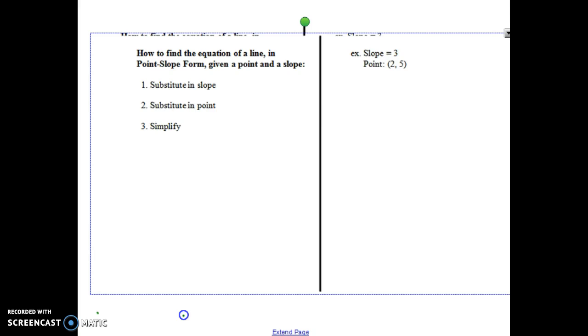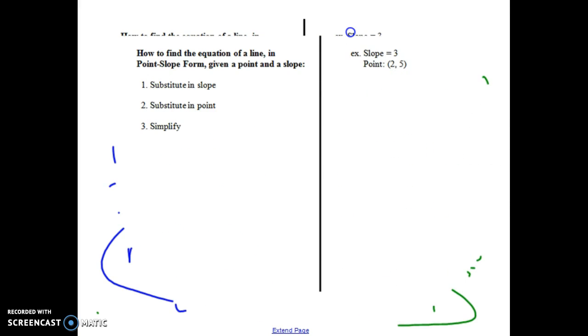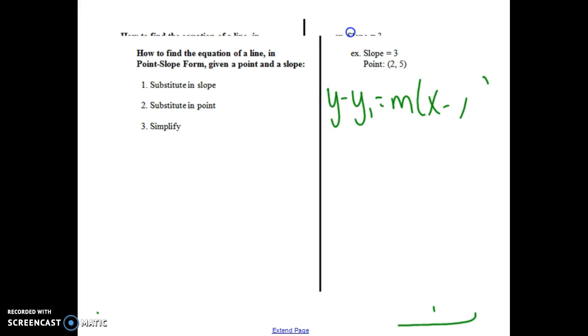To find the equation of the line, I first substitute in the slope. Remember, this is our general equation. Whoops, x. And you were not with me. I was by myself, apparently doing this. So the general equation is y minus y1 equals m times x minus x1. So first I'm going to substitute in my slope because that's the first step. y minus y1 equals 3 times x minus x1.